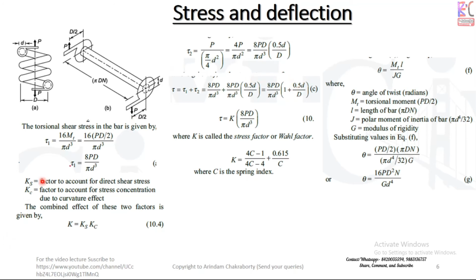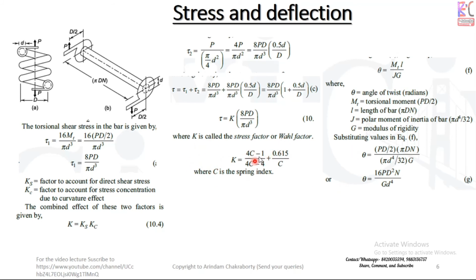What do you know? T1 is equal to T2 plus T3. Why are we doing this? To make this equation look like the other equation. We are trying to make it this way, that's why it's a shortcut process. After taking the common factor, we get 1 plus 0.5 d by D, that is small d by capital D. So tau is equal to K, which is Ks into Kc, as we know. That means this thing is K, the Wahl factor. So you can find the Wahl factor using Ks and Kc, as well as using the spring index.